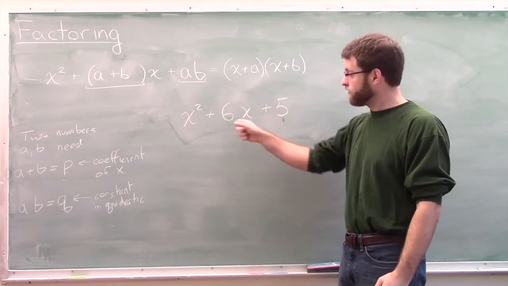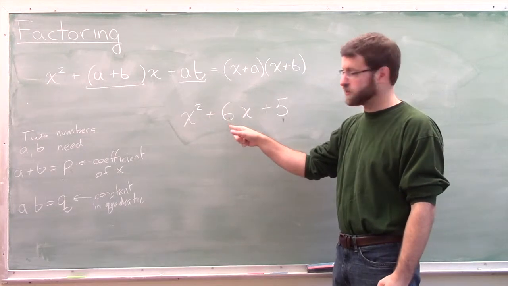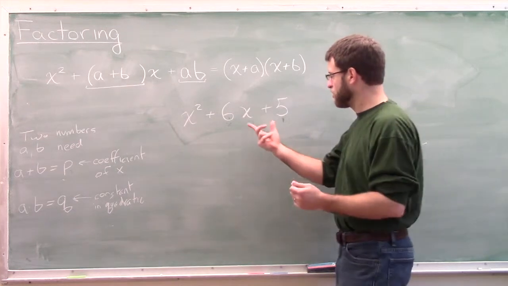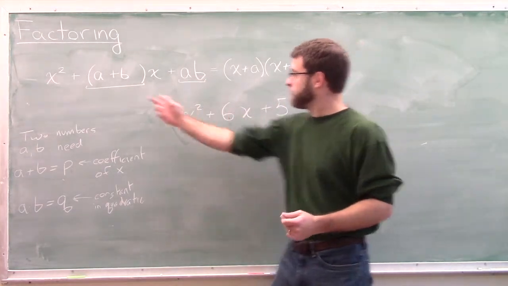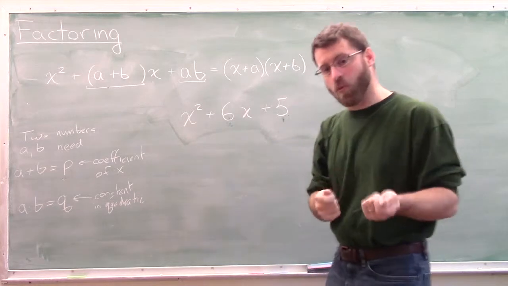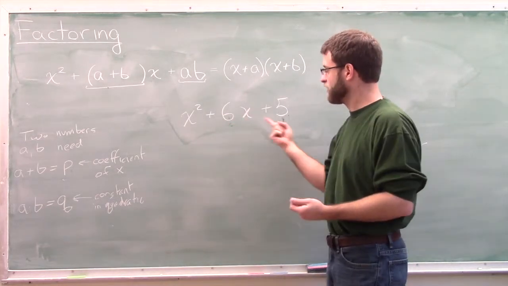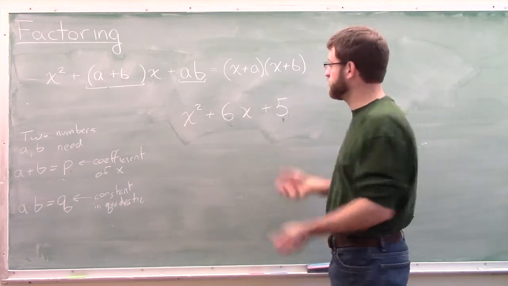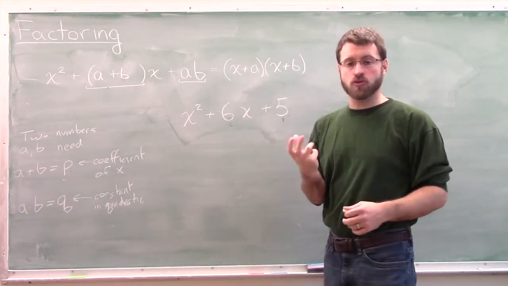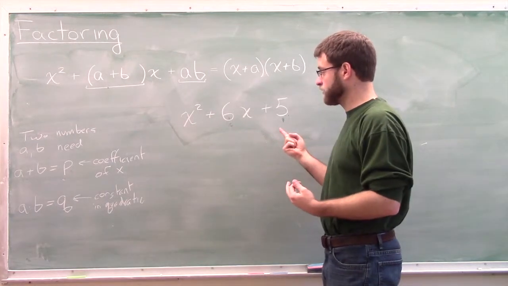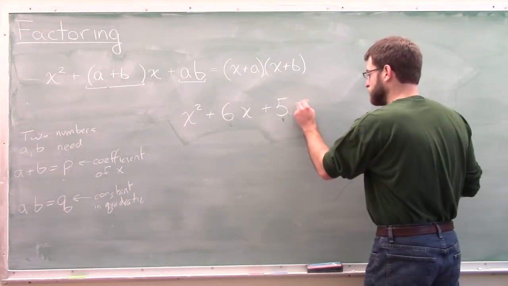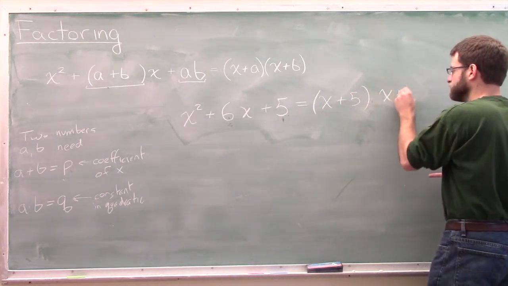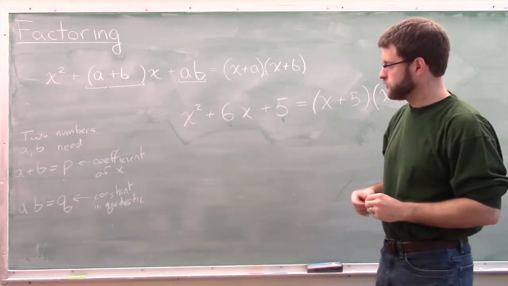Their product is 5. Their sum is positive 6. So 5 plus 1 is 6. So 5 times 1 is 5. 5 plus 1 is 6. 5 and 1 are the choices that we want to make for the A and the B. It doesn't matter which one we choose to be A and which one we choose to be B. We can swap them around, but those two numbers should combine to help us factor this quadratic. Okay? So I can write it as x plus 5, x plus 1. All right?